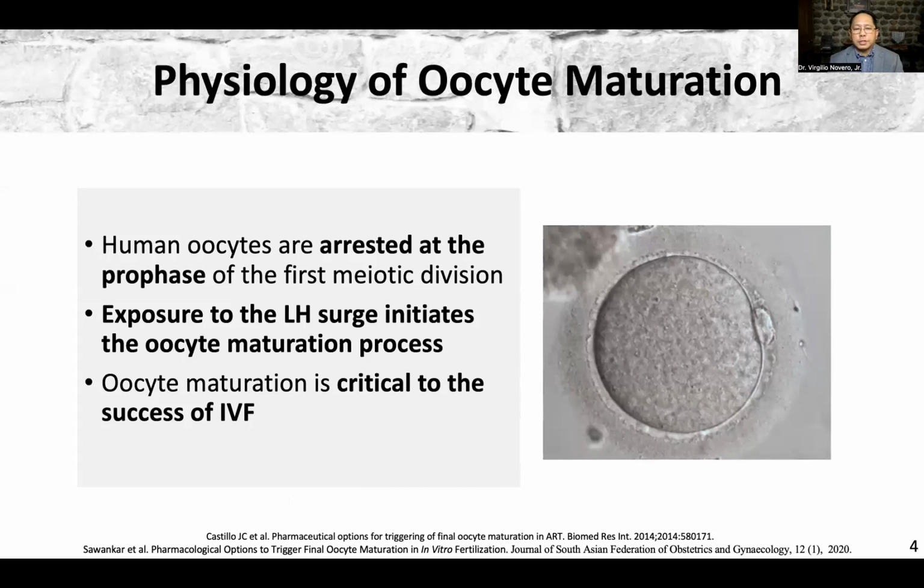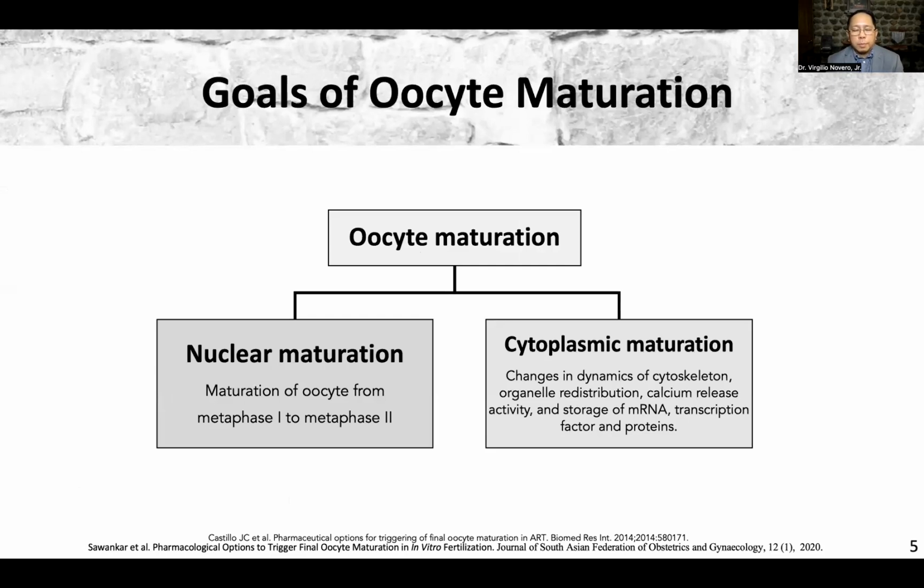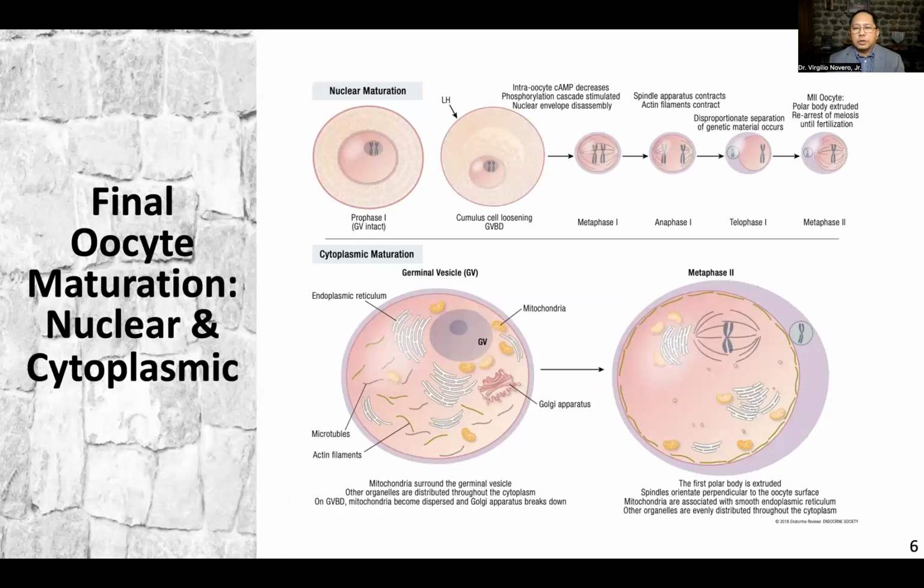Human oocytes are arrested at the prophase stage of the first meiotic division. It will then require exposure to the LH surge to initiate oocyte maturation. Oocyte maturation is critical to the success of IVF. And when you talk of oocyte maturation, you require nuclear maturation and cytoplasmic maturation. The end goal of nuclear maturation is the formation of a metaphase 2 oocyte, whereas for cytoplasmic maturation, you require the spindles, the mitochondria, and the smooth endoplasmic reticulum to be in their proper place.